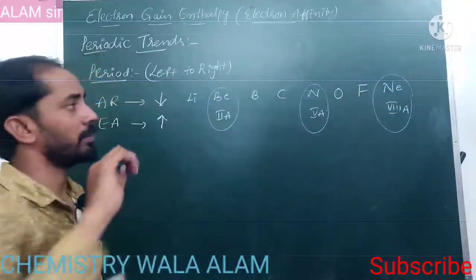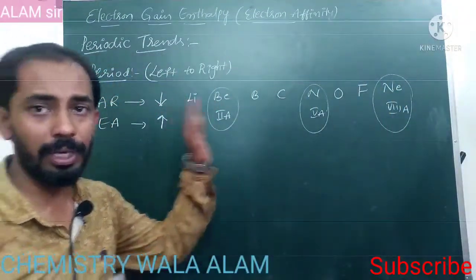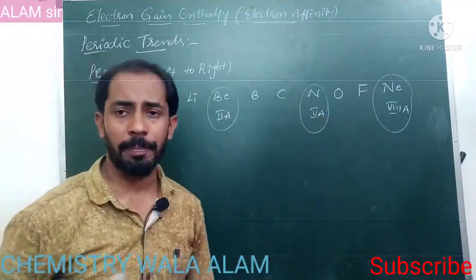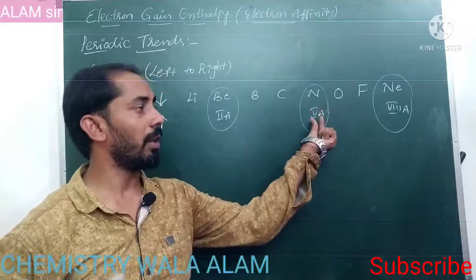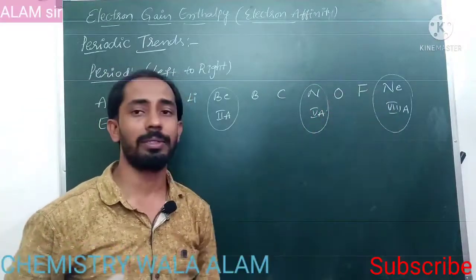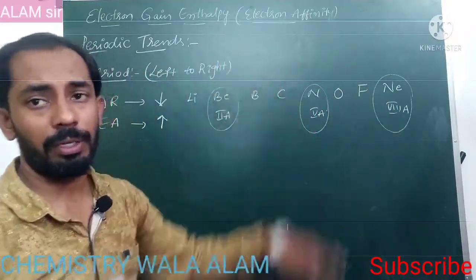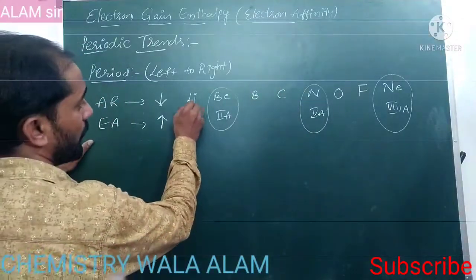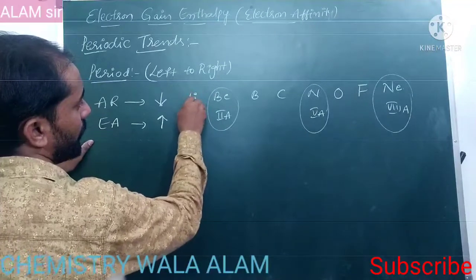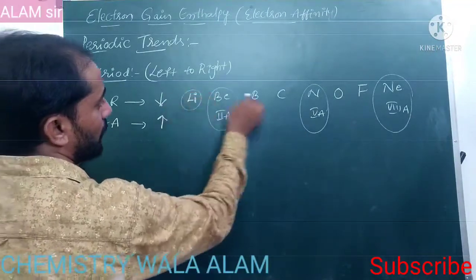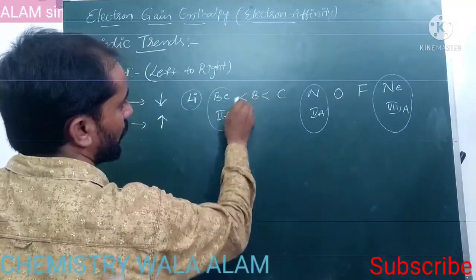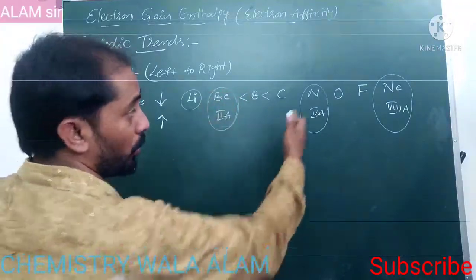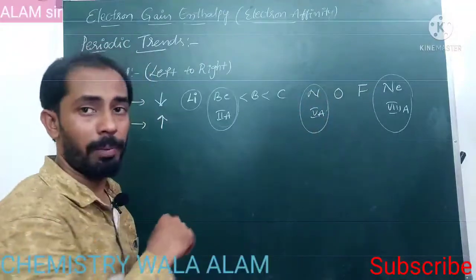Beryllium, magnesium, calcium, strontium have fully filled s electrons. In the fifth group, nitrogen and phosphorus have half-filled p electrons, and the eighth group elements have fully filled electrons. Then what happens in the remaining cases? When compared to lithium, boron is more, so this is an exception case. Beryllium and magnesium are positive, nitrogen also positive, neon also positive.